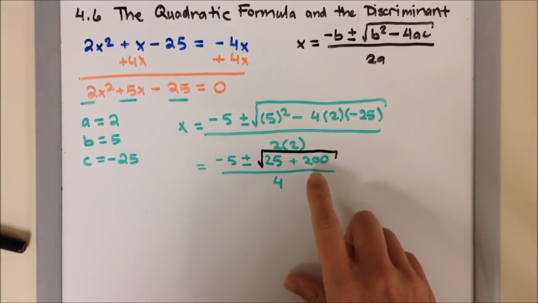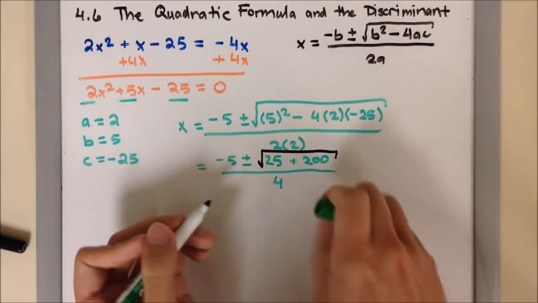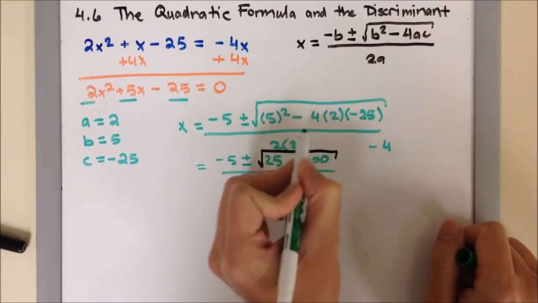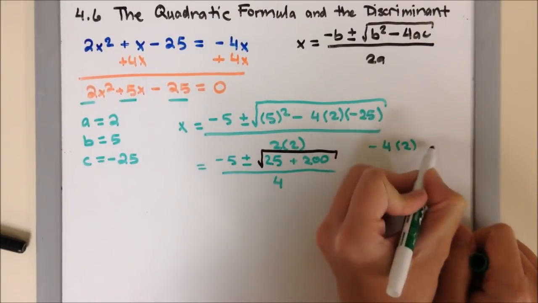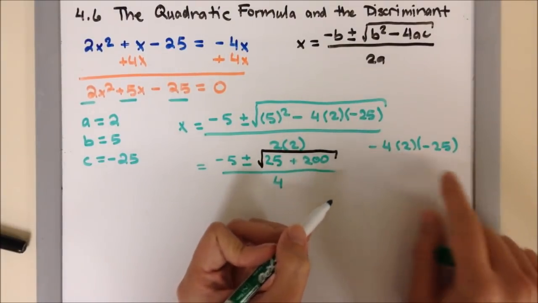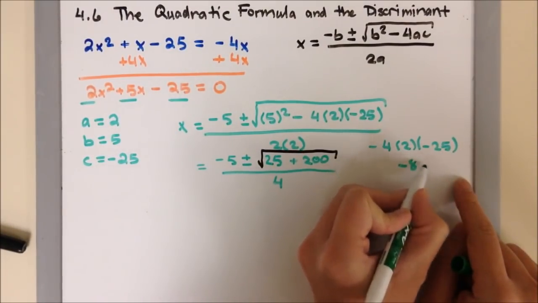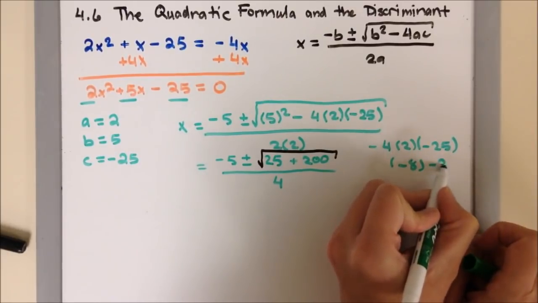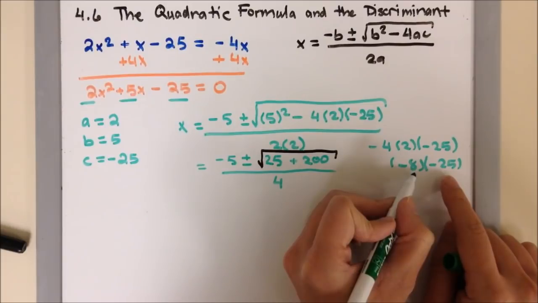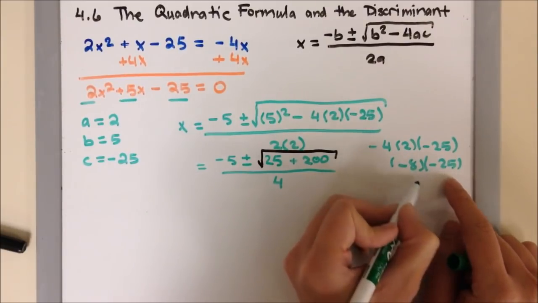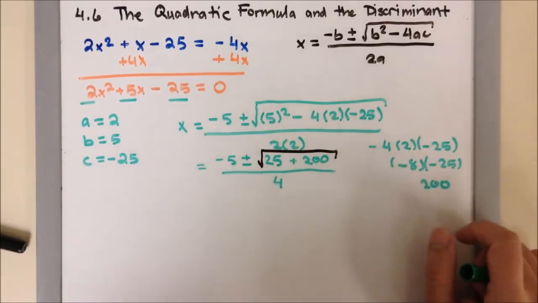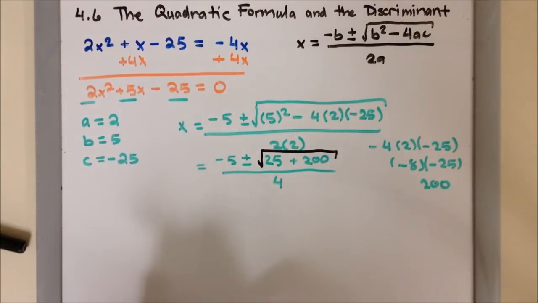So again, if you have a question about how I got that 200, if I look at this one, so negative 4, because of the minus right here, times 2 times negative 25. What I did was these two numbers first, so that's my negative 8 times negative 25. Remember, negative times negative is positive, and then 8 times 25 is like 8 quarters, $2, so it's going to be a positive 200. So that's how I got the 200.